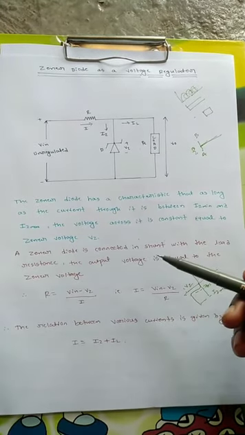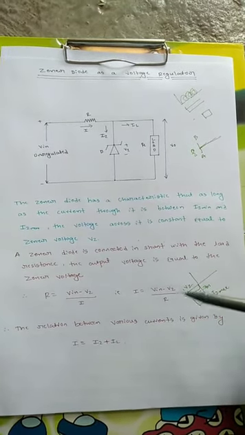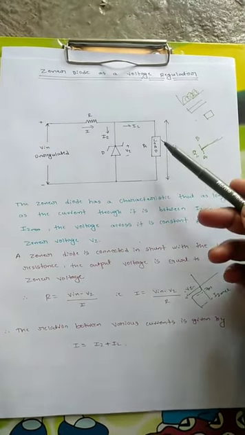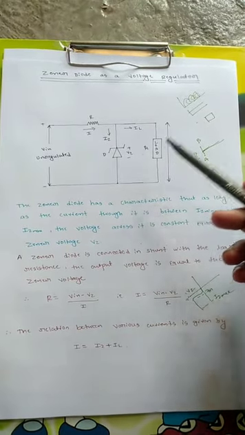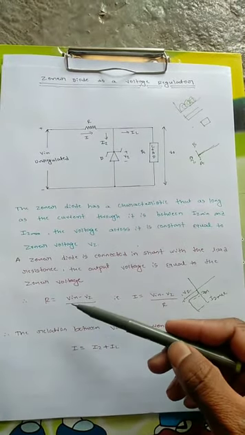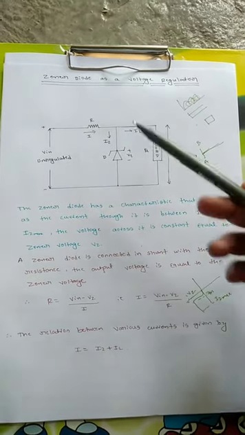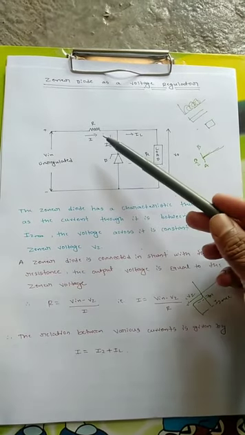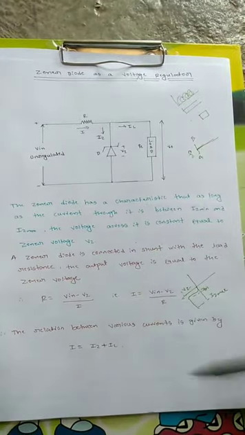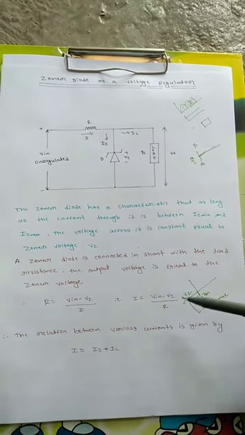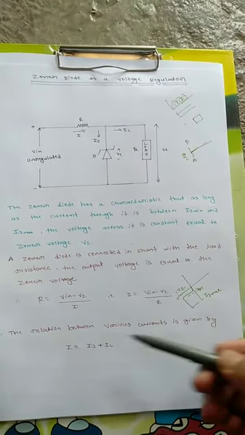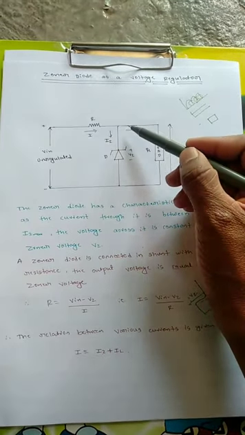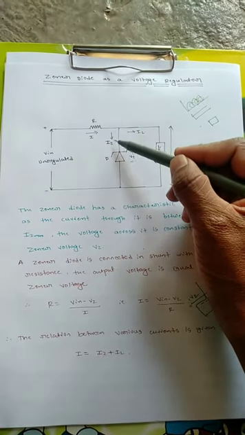A Zener diode is connected in shunt with the load resistance. The output voltage is equal to the Zener voltage, because those are connected in parallel to each other. Therefore R is equal to V in minus VZ divided by I. So the resistance R is given by the input voltage minus the output voltage divided by the current flowing through it, that is I. So we can write I equal to V in minus VZ by R. The relation between the various currents is I equal to IZ plus IL. I is coming at this node and splitting into two parts, so the total I will be the sum of IZ and IL.